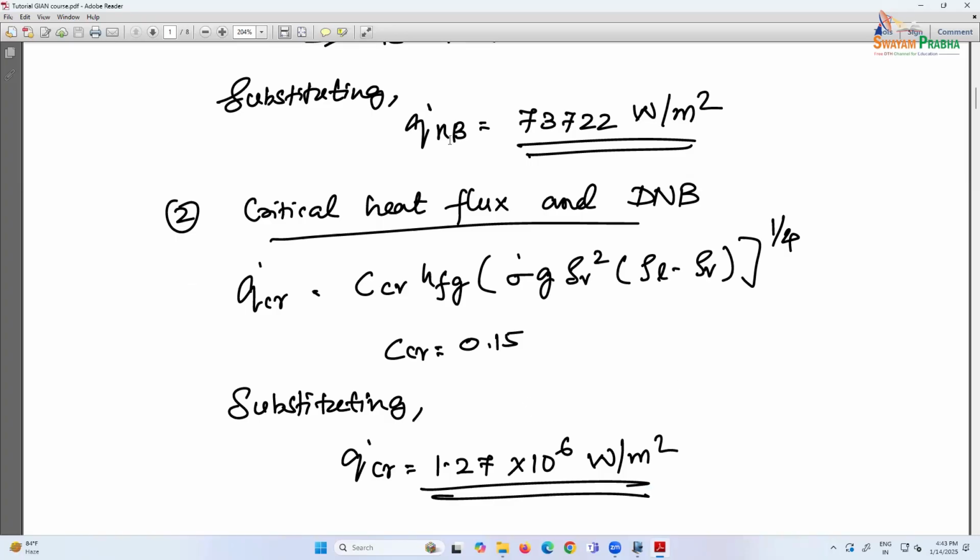You see here the onset of nucleate boiling happens at 73,000 watt per meter square, whereas the critical heat flux is at 1.2 million watt per meter square. So, this is much higher than what you see generally in the onset of nucleate boiling.